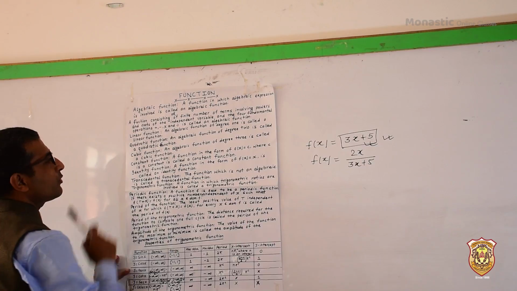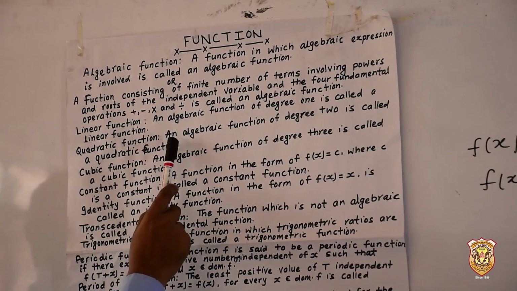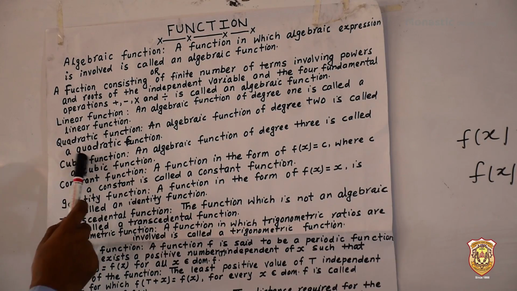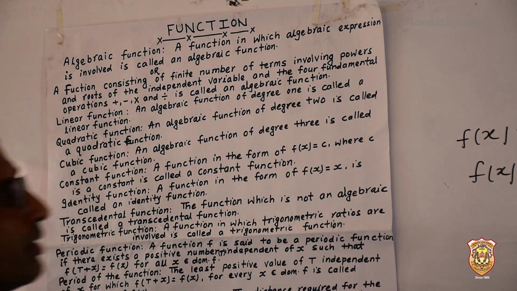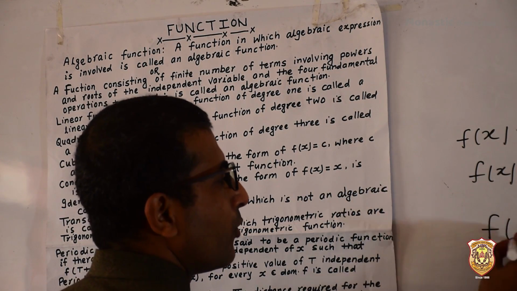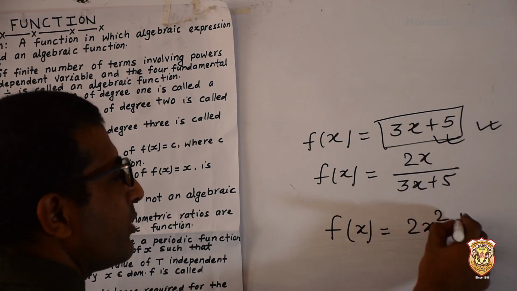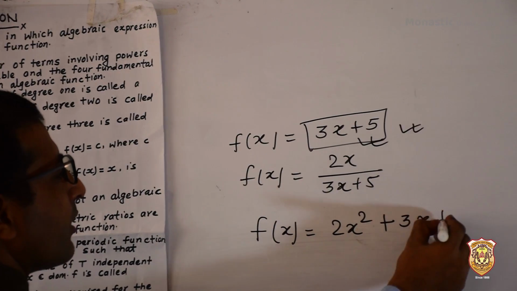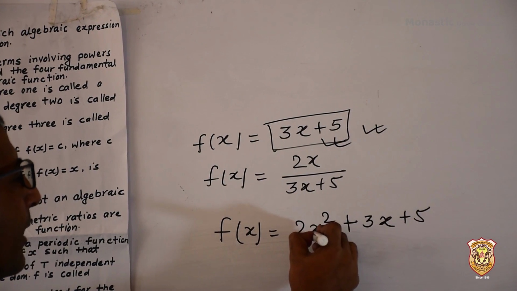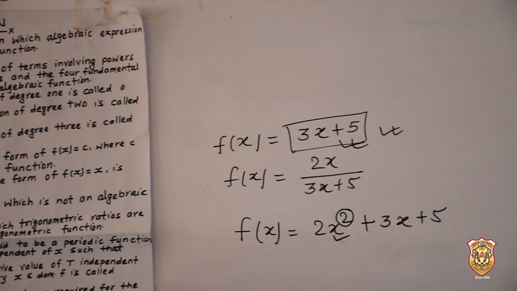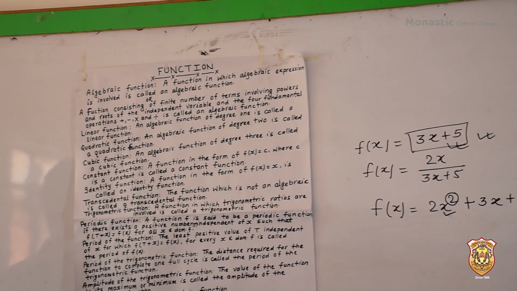Then it is quadratic function. An algebraic function of degree 2 is called a quadratic function. We have 2x squared plus 3x plus 5. Here, maximum power of variable is 2. So that's an example of quadratic function.